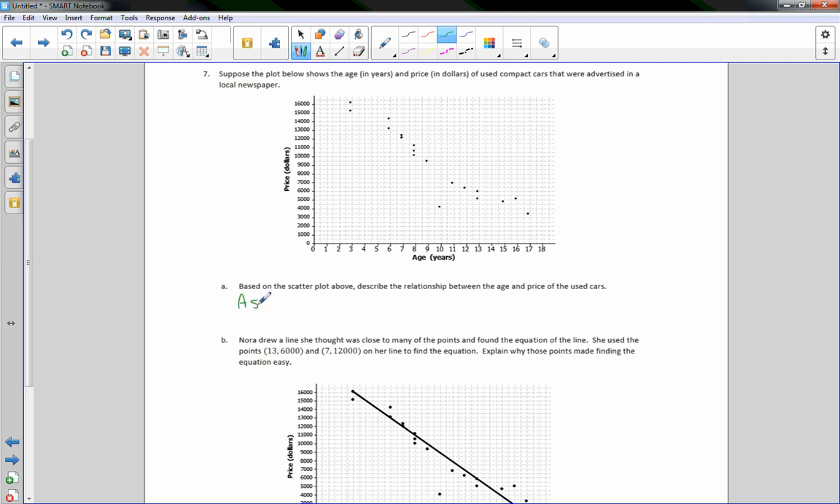So I would say as the age of cars, sorry about that, lost track of time, that was our bell. As the age of cars increases, they get older, the price or the value decreases. Okay, there we go. As the age of cars increases, the price decreases.